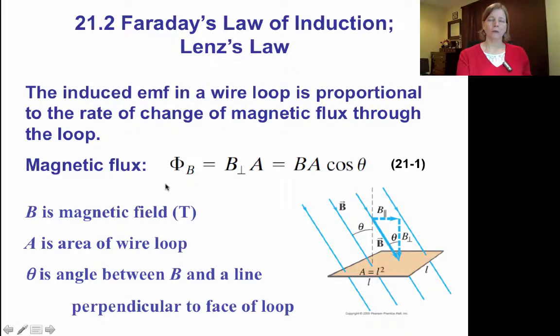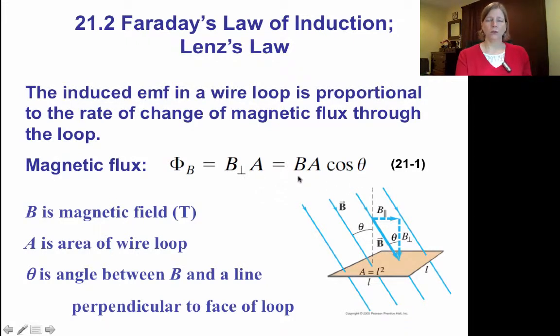This capital phi, Greek letter phi, sub B, is our flux, and B is magnetic field. So that's our magnetic flux, our shorthand symbol for magnetic flux. That's equal to B perpendicular times A. B perpendicular is the portion of the magnetic field perpendicular to the loop of wire, and geometrically you can figure that out as B cosine theta, so these are all equivalent.